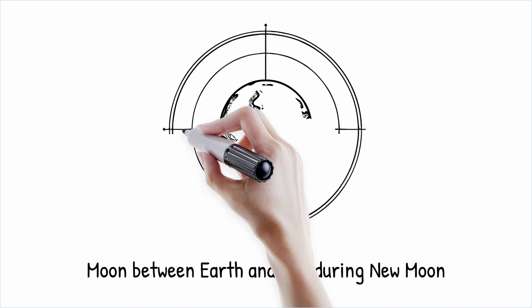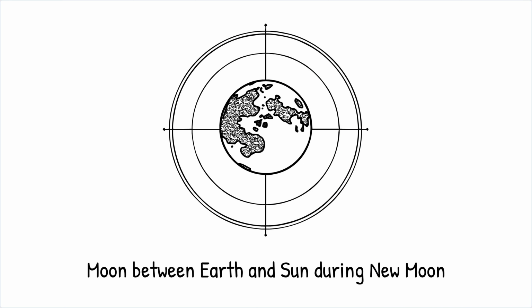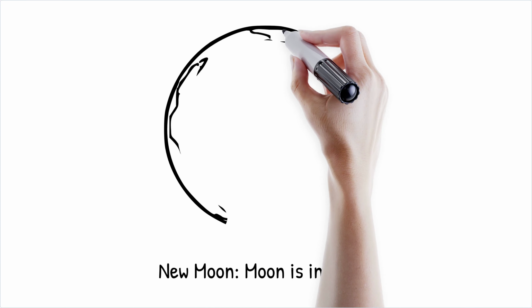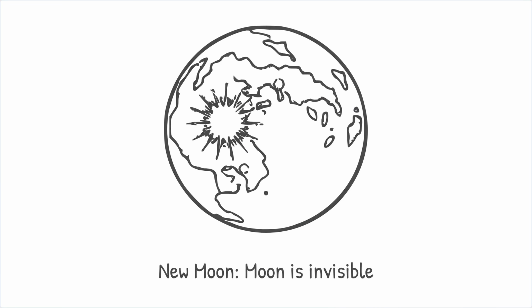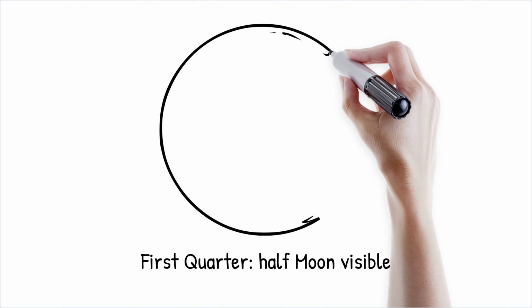Imagine the moon's orbit as a giant circle with Earth at the center. When the moon is positioned between the Earth and the sun, its sunlit side is facing away from us. We call this a new moon, a phase where the moon is invisible against the backdrop of the sky. As the moon continues its journey, it reaches its first quarter phase. This is when half of the moon's sunlit side is visible to us, creating a perfect half-moon shape.